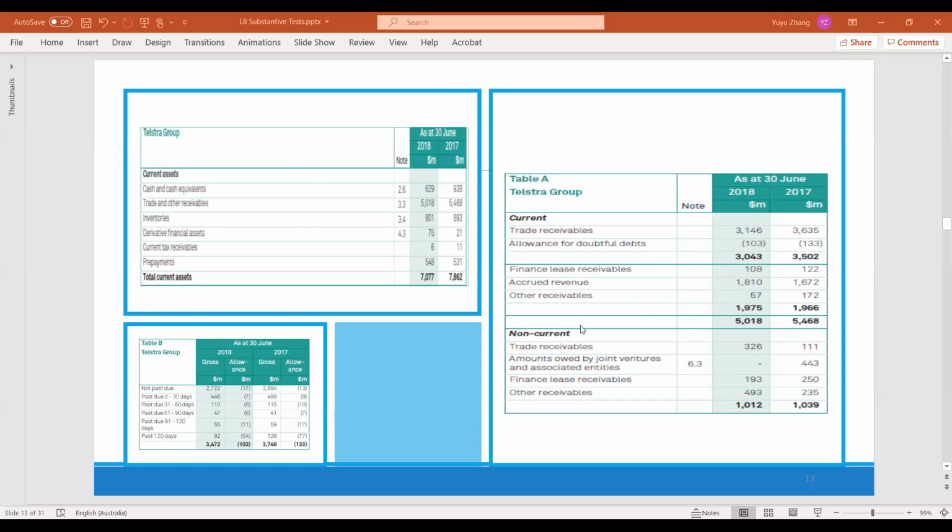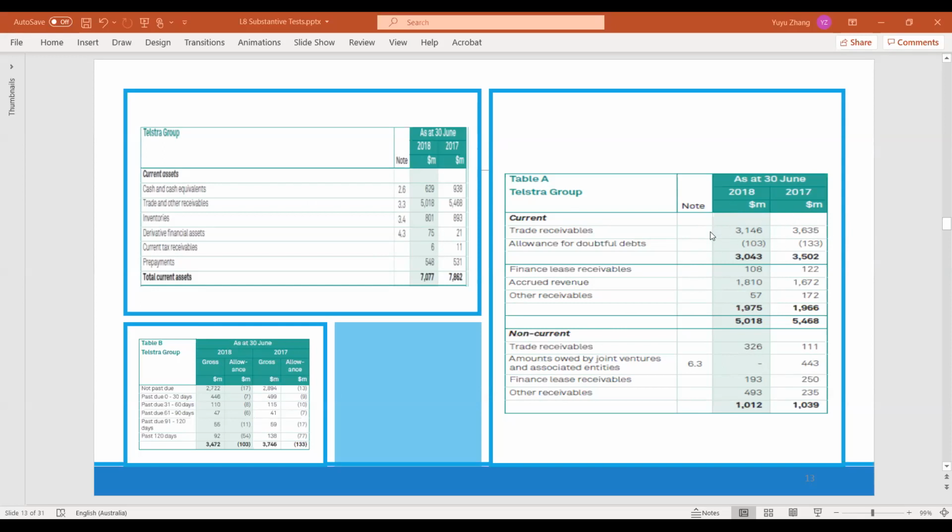There's been a 15 to 20% reduction in trade receivables, which is probably substantial for an organisation of the size and maturity of Telstra. Between 2017 and 2018, the trade receivables have gone down from 3.6 to 3.1, so for an organisation of Telstra's size, that's a substantial reduction. It's not a new business; it's a business that's been around 100 years, so you would expect that not to deviate that much.